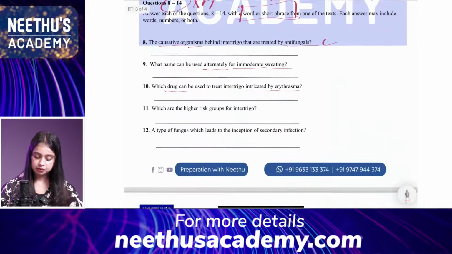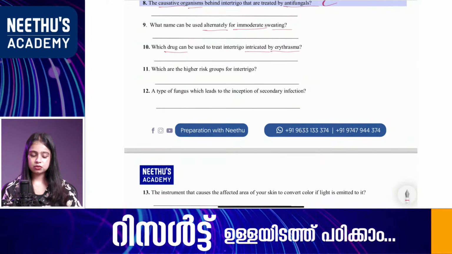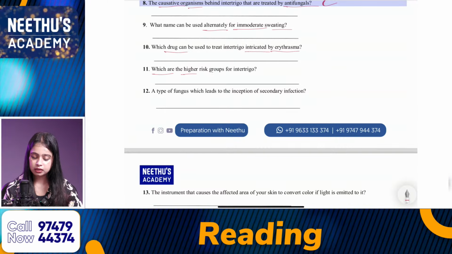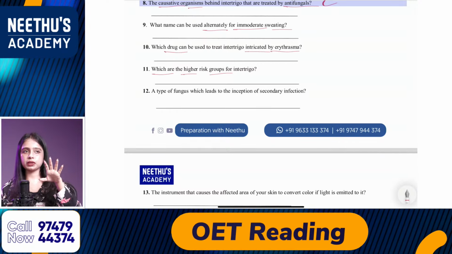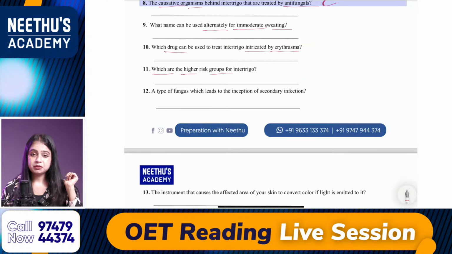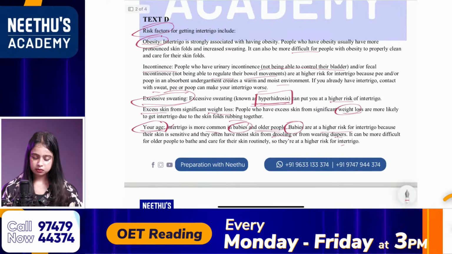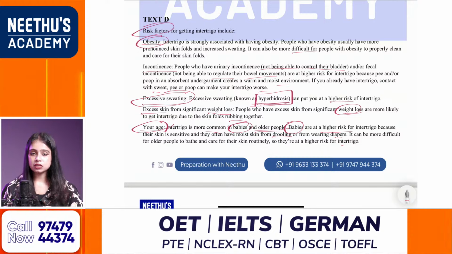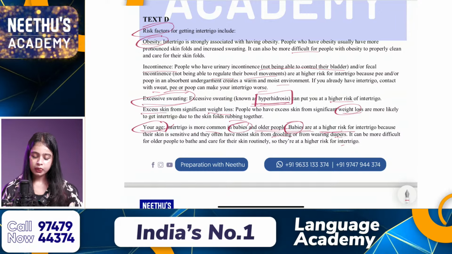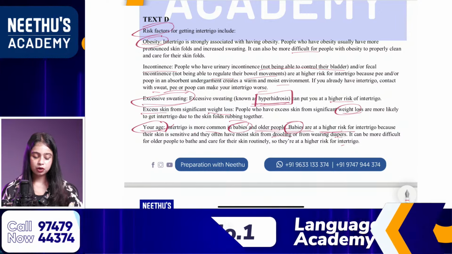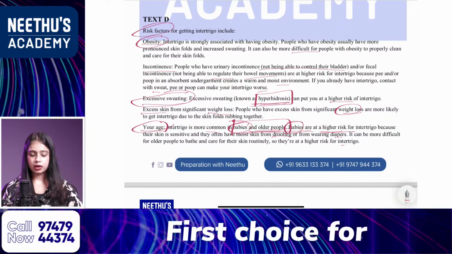Then the next question, 11th one, which are the high risk groups for intertrigo? So, which are the high risk groups? Okay, any idea? Yeah, already we have dealt with this question. I mean, susceptible group, yeah. So that was from text D, right? Yes. So, who are at high risk here? So, babies are at high risk for intertrigo. It is more common among babies and older people. So, you can write babies and older people. That's from text D.